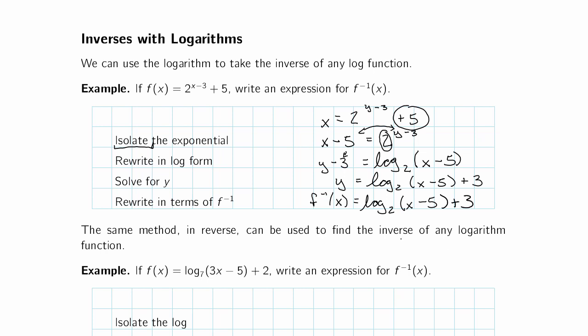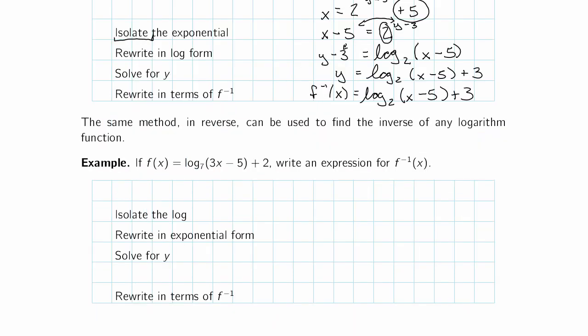And there we go. We can use the same method the other way around to write the inverse of any log function. Our first move, just like always, is to write x equals f of y. So x equals the log base 7 of 3y minus 5 plus 2.